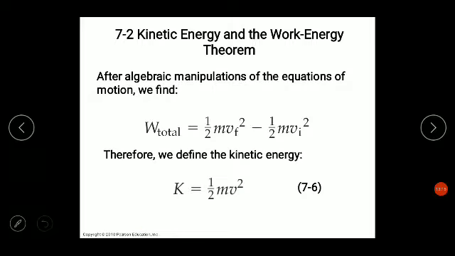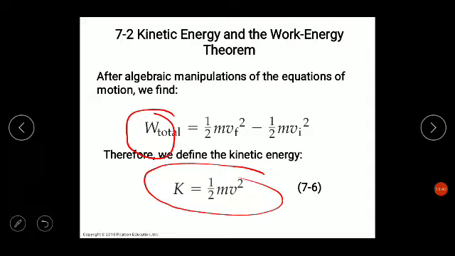Then doing some algebraic manipulation, whenever you apply work on the system, that is equivalent to the change in the kinetic energy, or the kinetic energy state of the system. So we have here the definition of the work energy theorem. Therefore we can say that work and kinetic energy, or work and energy, are associated with each other.